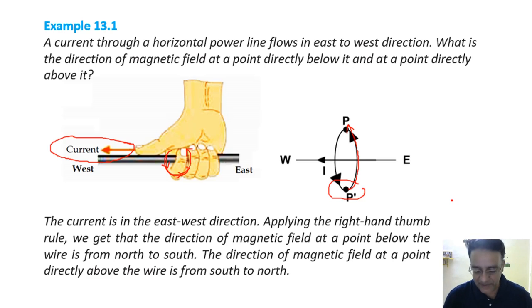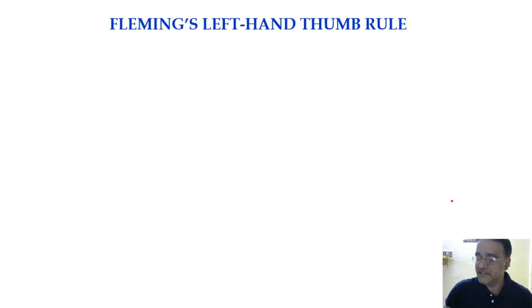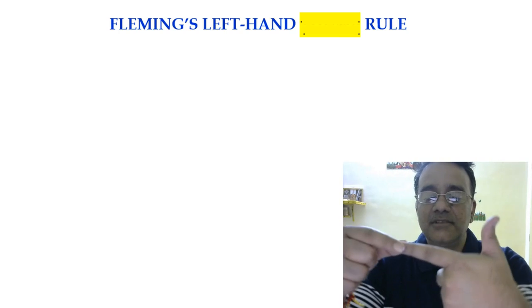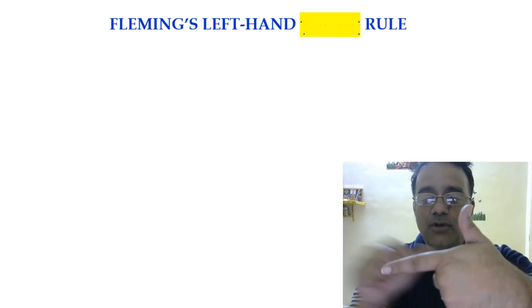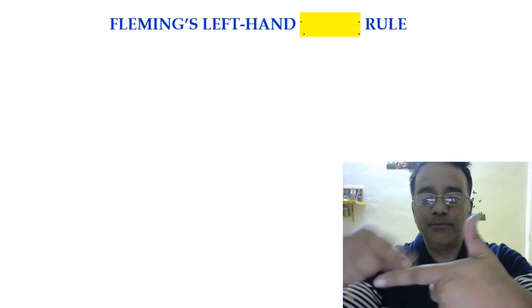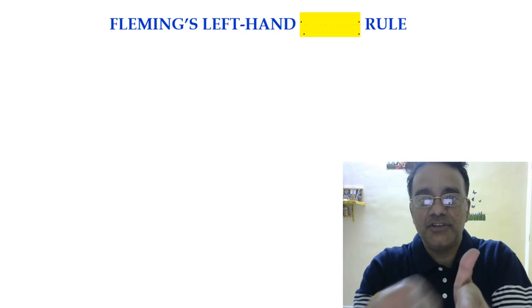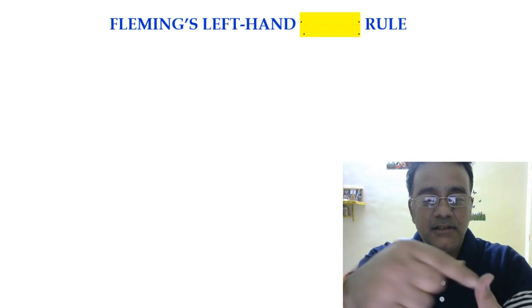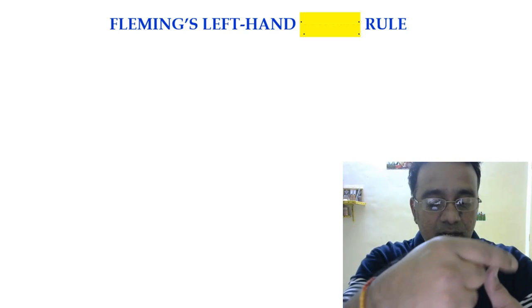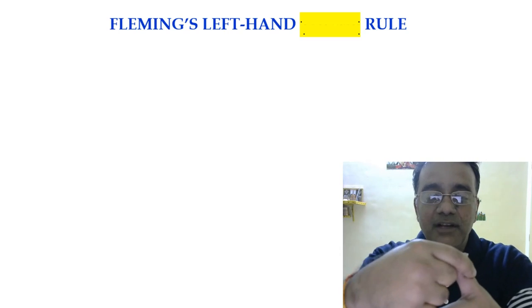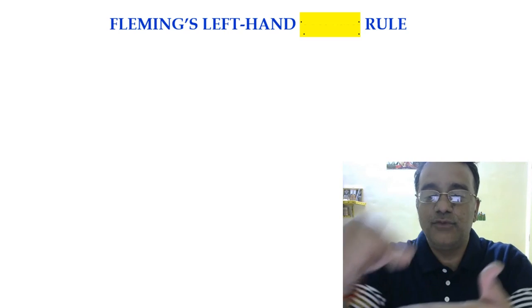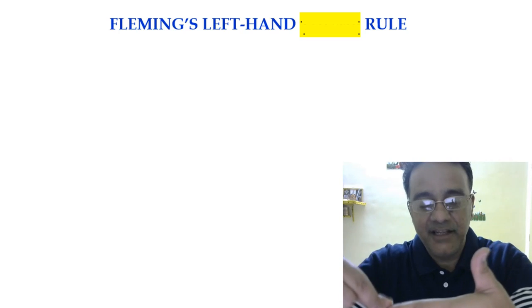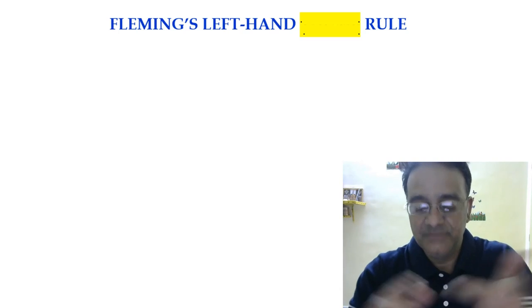Now let us move towards Fleming's left hand rule. Fleming's left hand rule is very easy. We will take our left hand, right, this is the thumb, this is the forefinger, and this is the center finger. What we will do is keep them such that all these are mutually perpendicular to each other. Our thumb will give the direction of force, this will give the direction of magnetic field, and this will give the direction of current, okay.